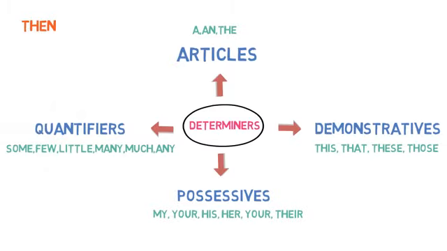First one, articles, which are a, an, the. Second one, demonstratives, which are words like this, that, these, those. Third are possessives, which are words like my, your, his, her, our, their. And fourth one, quantifiers, which are words like some, few, little, many, much, more.